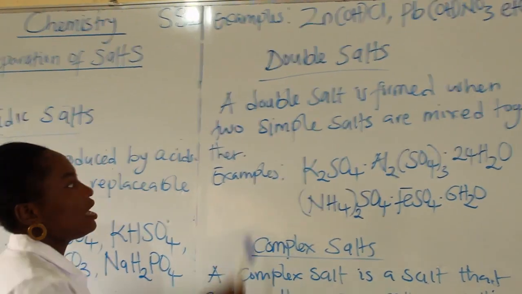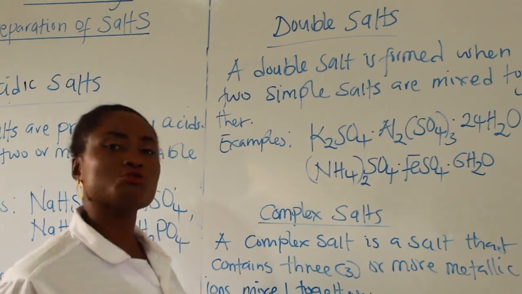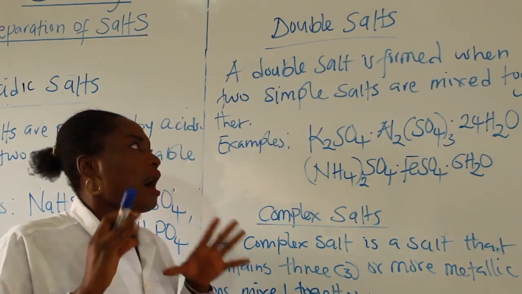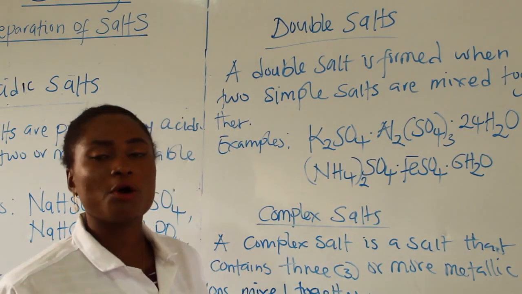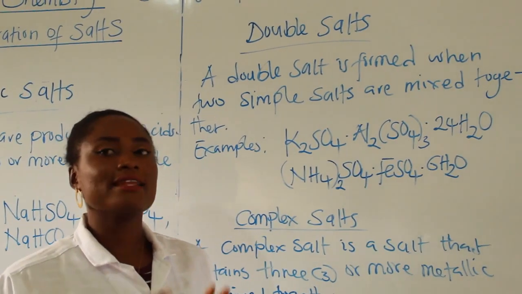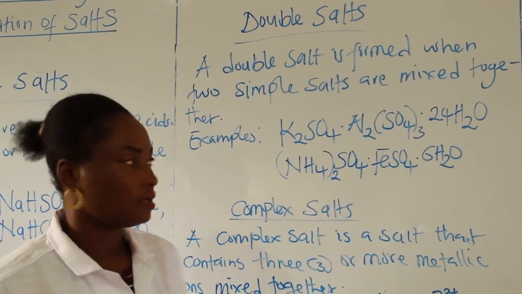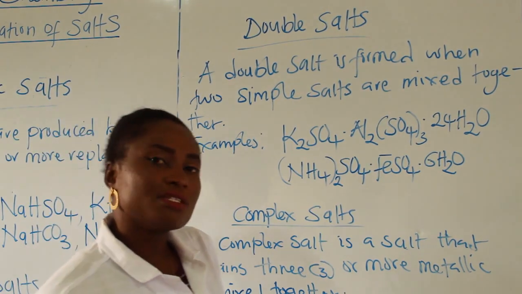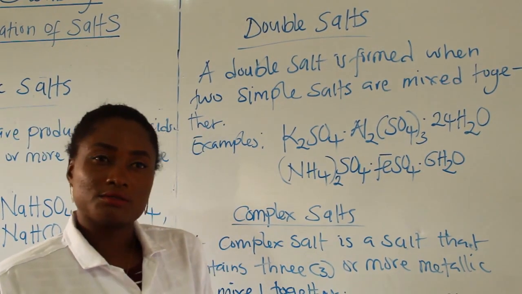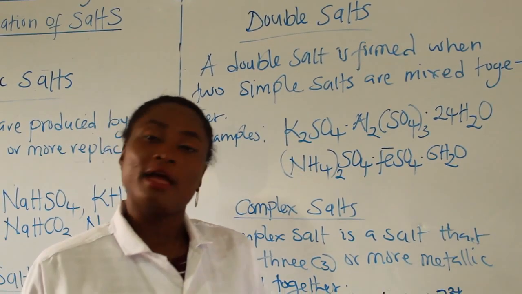Now, double salt. A double salt is formed when two simple salts are mixed together. Now, when two simple salts are mixed together, a double salt is formed. So you can have sodium sulfate mixed with sodium chloride to form a double salt.